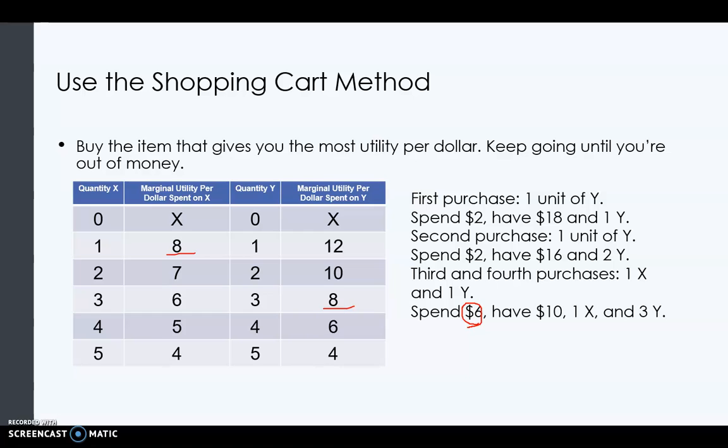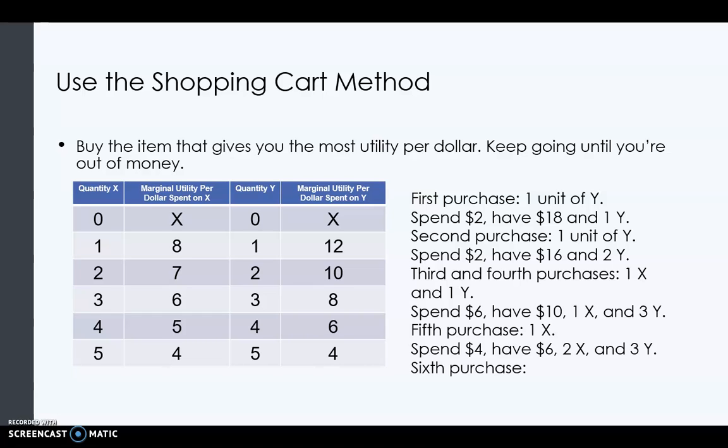Okay, let's keep moving. We've already bought 1x and 3y. So what's our highest remaining number? It's going to be that 7 from the x column. So our second unit of x is going to give us 7 marginal utility per dollar, whereas that fourth unit of y is only going to give us 6. So for our fifth purchase, we're going to buy another x. We spend $4. That leaves us with $6. Now we have 2 x's and 3 y's in our shopping cart.